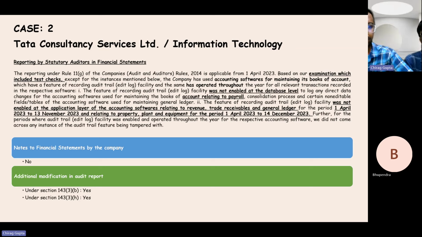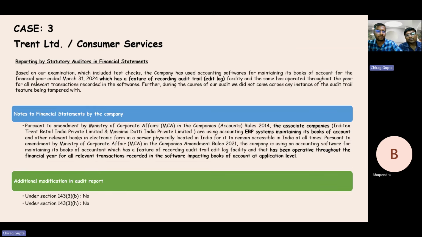The next case is of Trent Limited, which deals in consumer services. The company has mentioned in the notes that the edit log has been operative throughout the financial year for all relevant transactions recorded in the software impacting the books of account at application level, along with its associate companies, which is further approved by the auditor in the audit report, and there is no modification in this case.